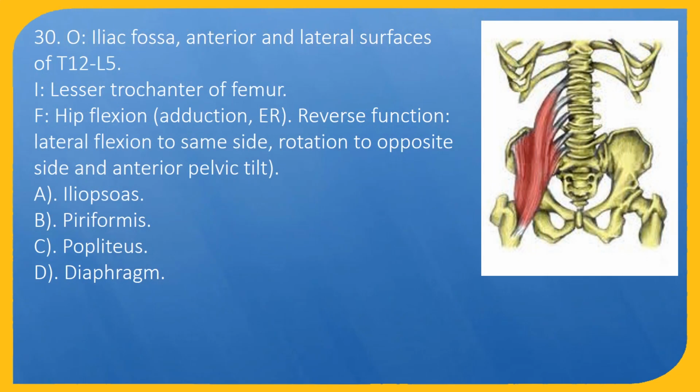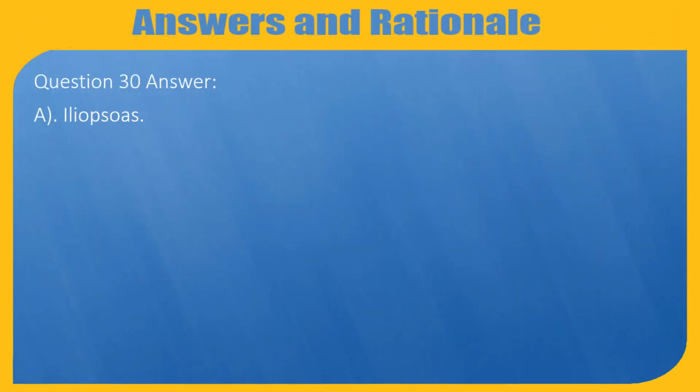Question 30. O: iliac fossa, anterior and lateral surfaces of T12-L5. I: lesser trochanter of femur. F: hip flexion, adduction. Reverse function: lateral flexion to same side, rotation to opposite side and anterior pelvic tilt. A. Iliopsoas. B. Piriformis. C. Popliteus. D. Diaphragm. Question 30. Answer A. Iliopsoas.